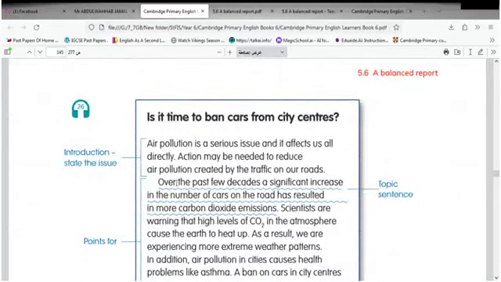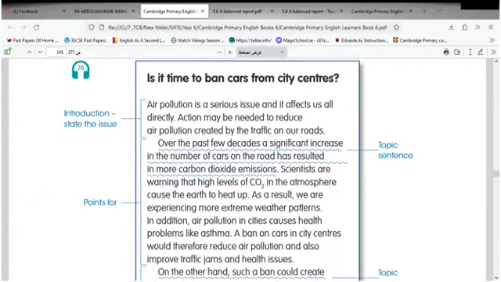Look at the shape of a balanced report. Look at the layout. I have a title, a headline, a heading, and it is in the form of a question. Is it time to ban cars from city centers? Then a question. I'm discussing an idea. I'm presenting a question.